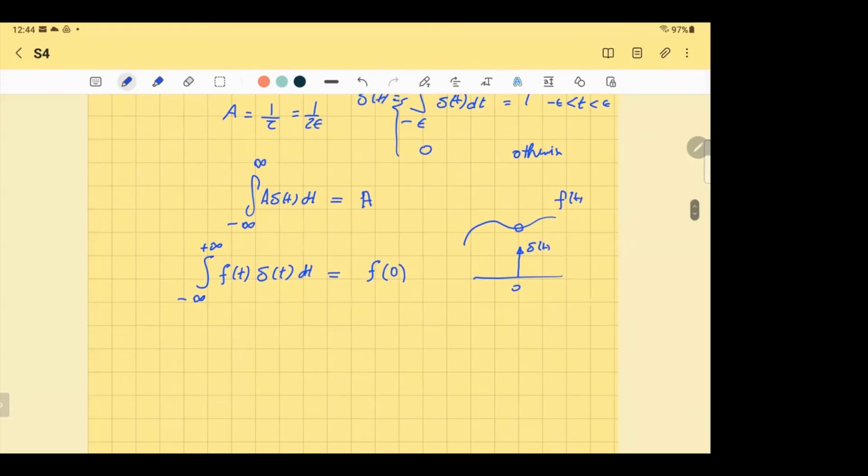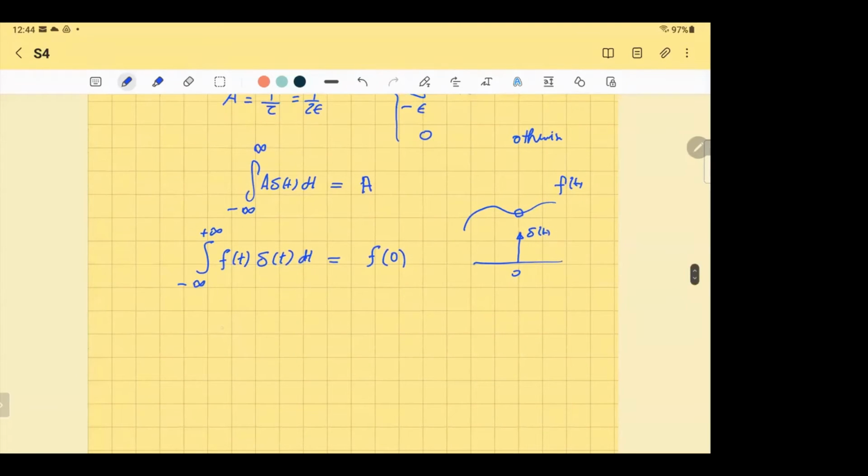Example. Let's say that you want to find the value of 2t cubed plus 5, that's a function, times delta t, and you want to find the integration from negative infinity to infinity. So what's the answer? Exactly 5, because it's equal to the function 2t cubed plus 5 at t equals 0, because delta t is only defined at 0. So that will be equal to 5.